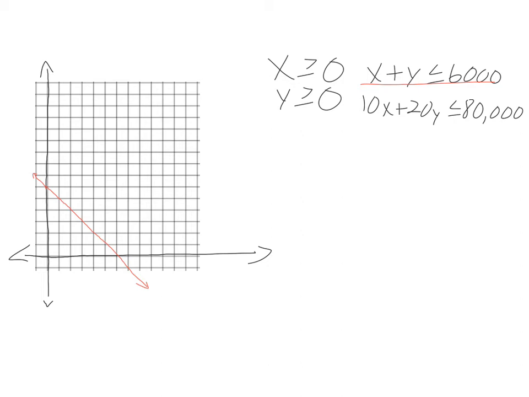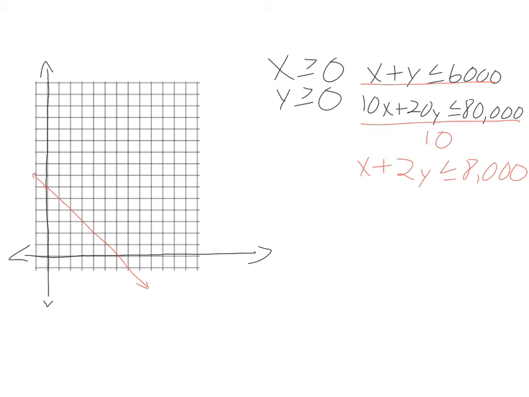And now let's look at my next constraint. 10x plus 20y is less than or equal to 80,000. Now, one thing that may help a little bit, you may notice that 10 goes into all of these. So I can divide each thing by 10. And then I have 8,000 there. Well, my grid squares are all in thousands, so this should all fit nicely.